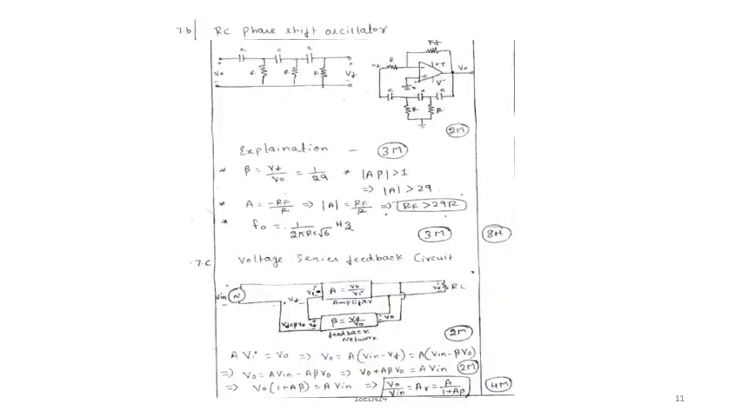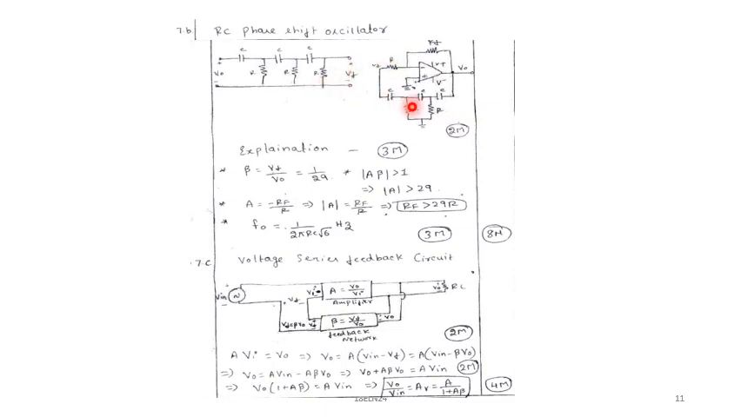Then 7B, RC phase shift oscillator. So oscillators. This is the circuit diagram for an RC phase shift oscillator. And here the oscillator should provide a 360-degree or 0-degree phase shift, and the gain A beta is equal to 1. This you have to achieve to obtain oscillation. Here I am using 3 RC circuits. This is your feedback network, and it will provide a 180-degree phase shift. This you have to mention.